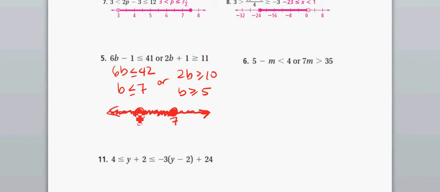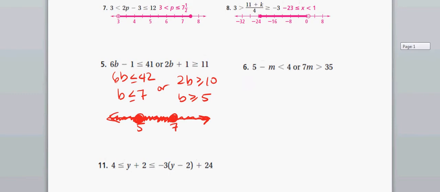In a situation with an or, we take the combination of the two solutions. In an or situation, only one of the inequalities has to be true in order for it to be a solution. So in this case, we take the whole number line, or we get all real numbers as our solution.